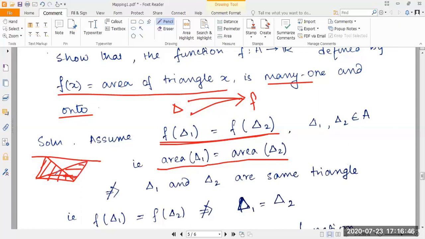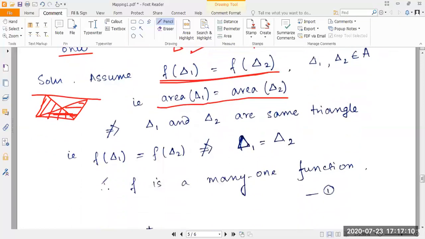So these two triangles are not the same. This triangle is one triangle, this is another triangle, but they have the same area. So the areas of two triangles being the same does not necessarily mean that both triangles are the same triangle. You see, two different triangles are being mapped to the same magnitude of area. So this is a many one mapping. As I have written, f(triangle 1) equal to f(triangle 2) does not imply that triangle 1 is identical to triangle 2. So f is a many one mapping.